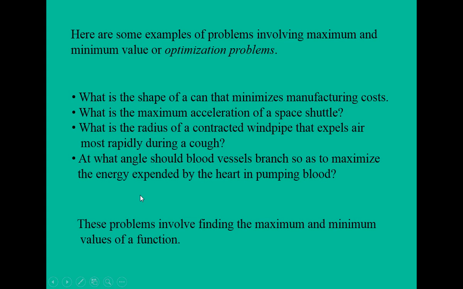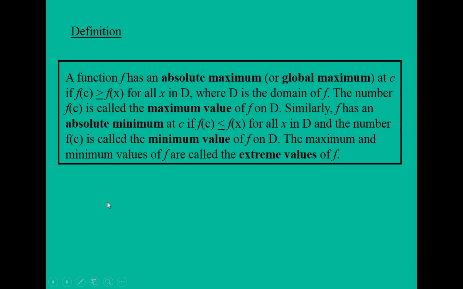Here are some examples of problems that involve maximum and minimum values, and they're called optimization problems. A definition. A function f has an absolute maximum or global maximum at c if f of c is greater than or equal to f of x for all x in the domain of f.